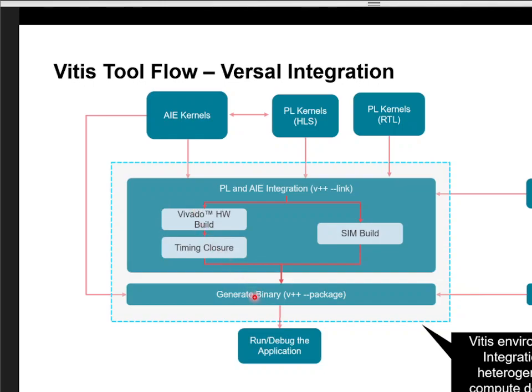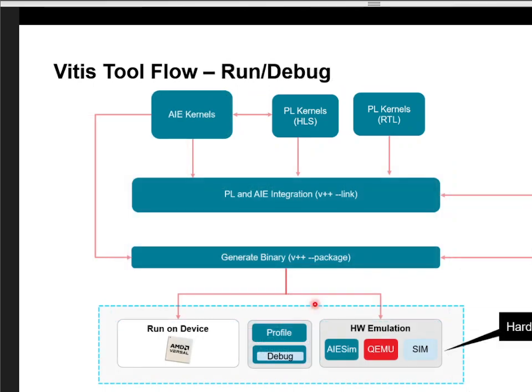And then we need to do the integration. The Vitis environment will integrate the different processor cores together, and again we need the packager. This finally creates the object file, which then needs to be downloaded on the target. And as already mentioned, we do support the run and debug flavor. So we can do hardware emulation, we can do debugging, we can do profiling.